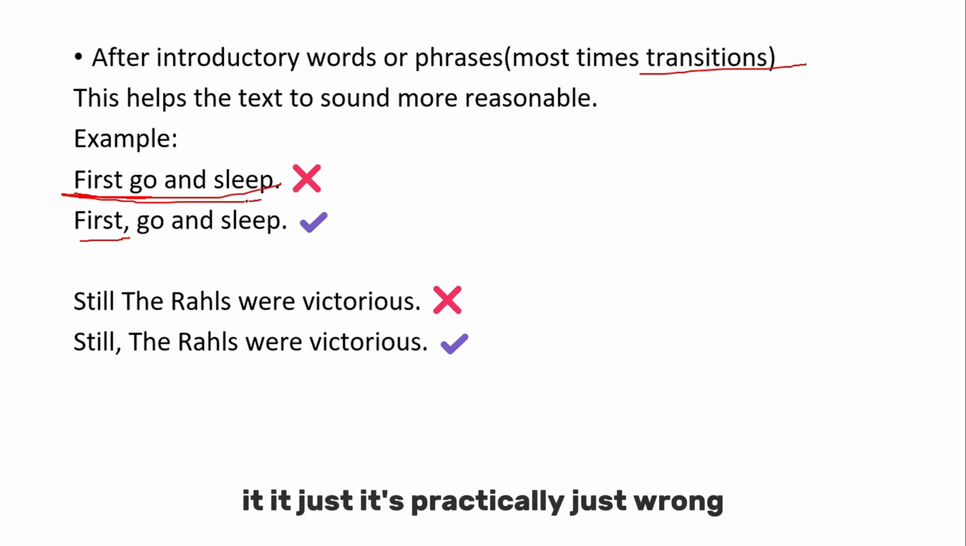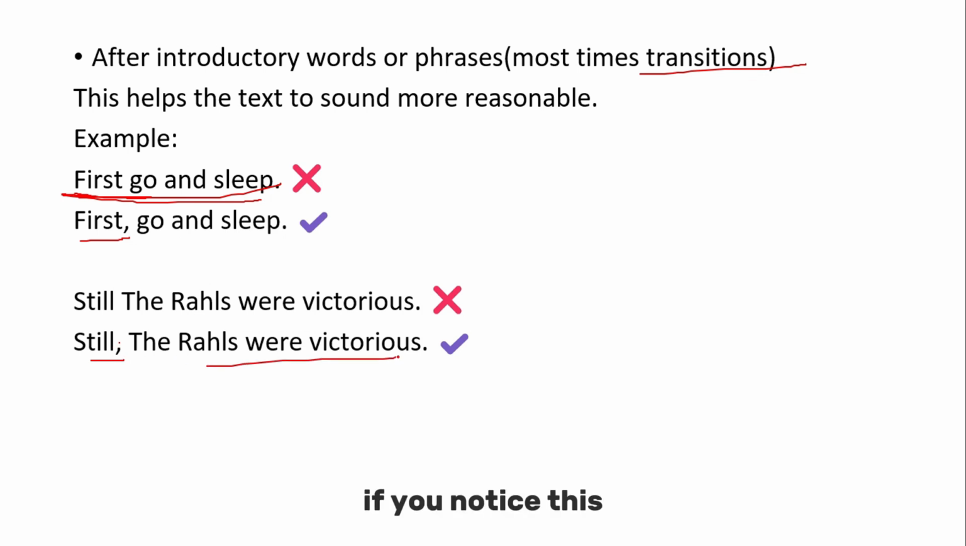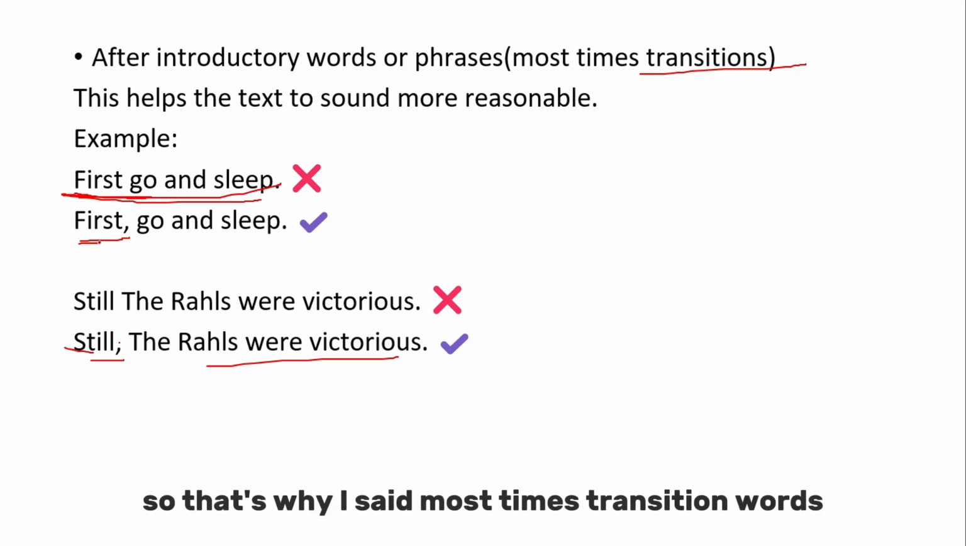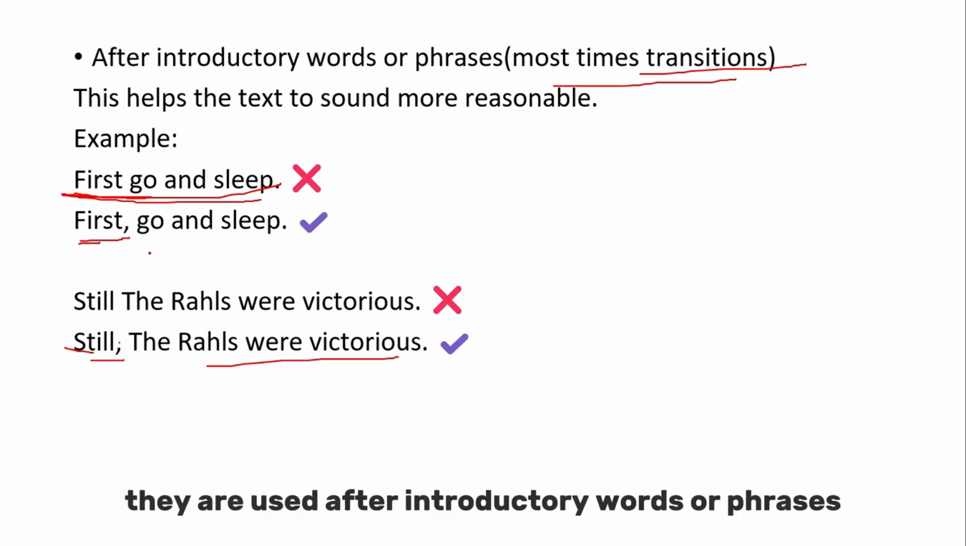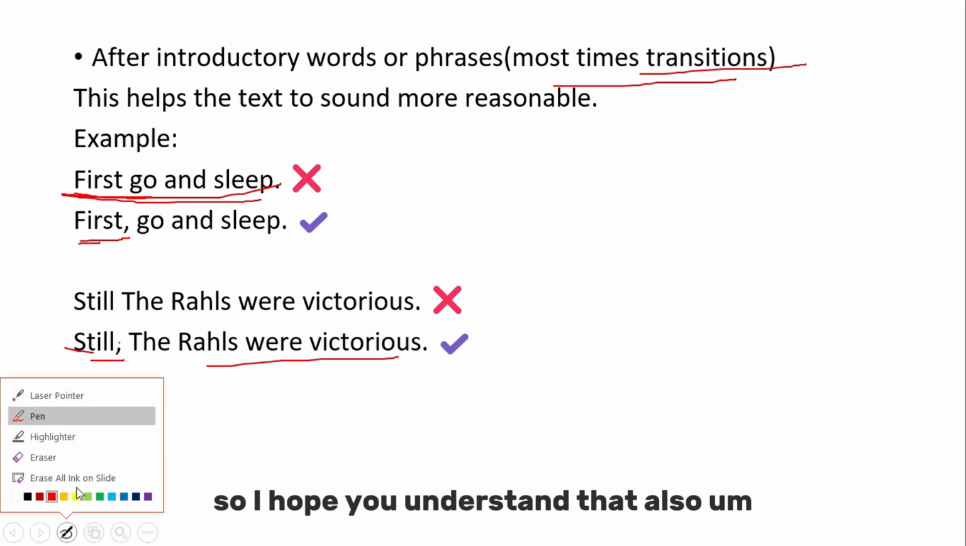It's practically just wrong. And here we have "Still, the rows were victorious." After "still," a pause was needed. "The rows were victorious." If you notice, "still" and "first" are transition words. That's why I said most times transition words. They are used after introductory words or phrases. I hope you understand that also.